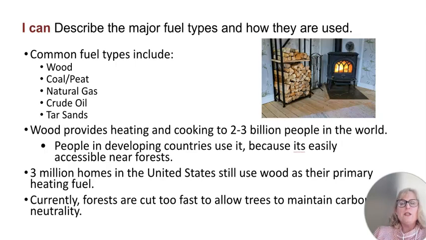Here are our major fuel types in the world: wood, coal, and peat. Peat is a precursor to coal. We'll talk about that. Natural gas, crude oil, tar sands. Wood provides heating and cooking to 2 to 3 billion people in the world. You can see a picture here. This would probably be a developed country like the US.